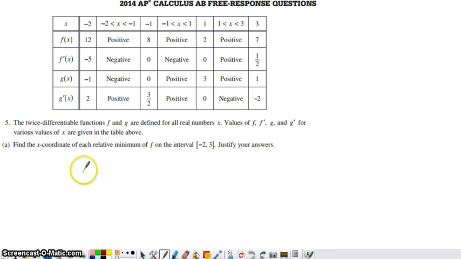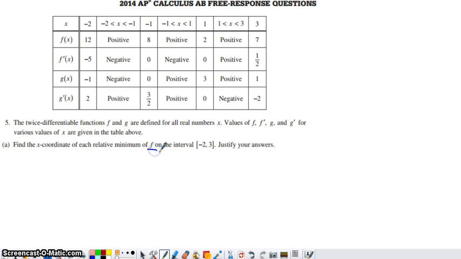So here's 5A from the 2014 AB exam, and in this question, they provide us with a table with all sorts of values of functions and their derivatives, and then the sign of functions and derivatives on certain intervals. They tell us that f and g are twice differentiable, and then the values up here represent f, f prime, g, and g prime.